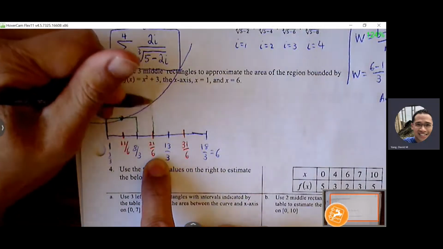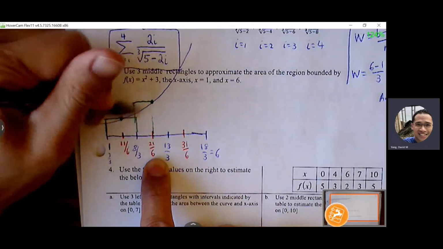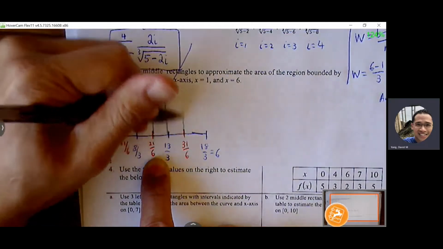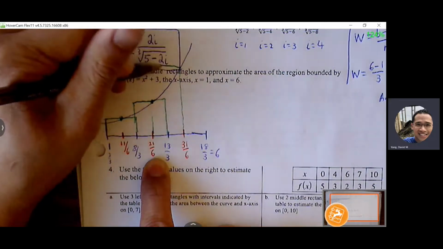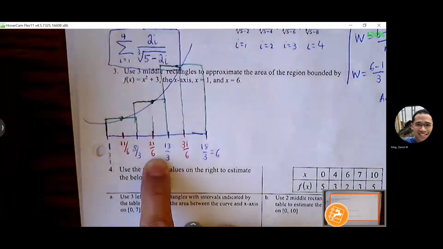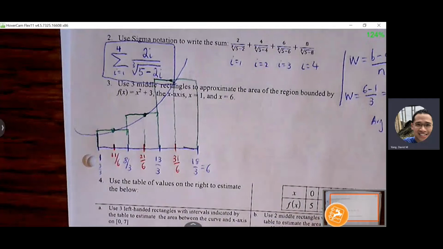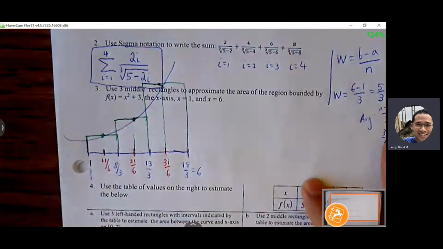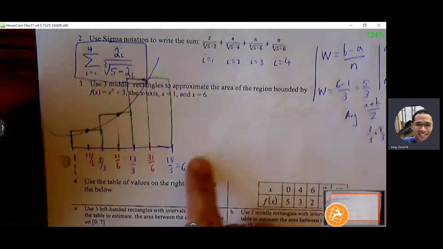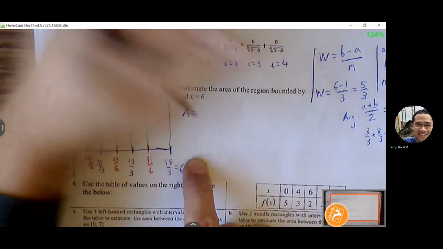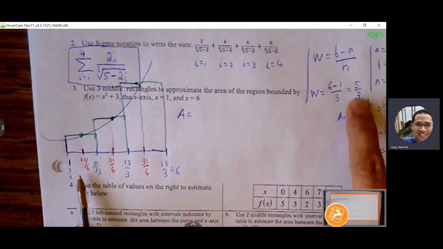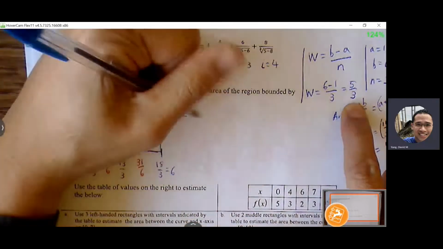All right, so 21/6 is going to attach to the curve. We're going to get that height. 31/6 attached to the curve. We're going to get that height. So we're just going to basically find the width and height of each of these rectangles and then just add them together, and that'll be our approximation. Okay, we know the width of every rectangle is 5/3.